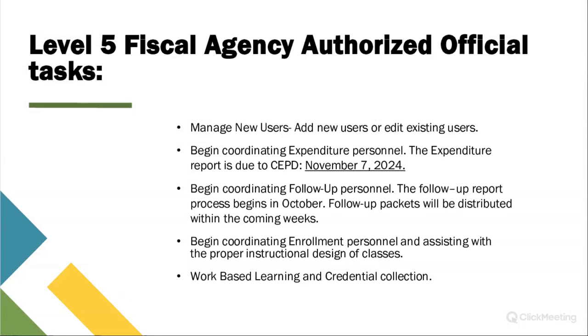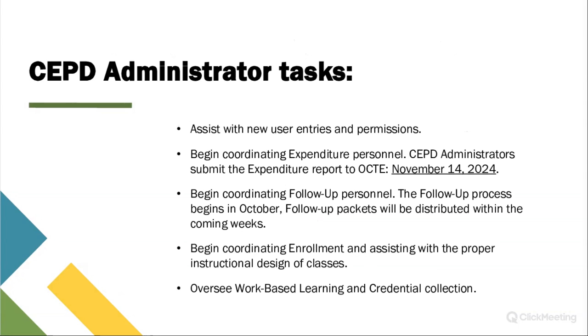Okay, so we're going to move on to the CEPD task. And as I stated, a lot of the information is the same as the level 5, but you're going to be doing this as a CEPD administrator. The assistance with the new user entries as well as permissions. Again, that is a level 5 task. If you have been given that permission to input new users, that information, like I said, is a level 5. But as a CEPD administrator, you may be able to assist with that information. But you may not actually have access to CETEIS.